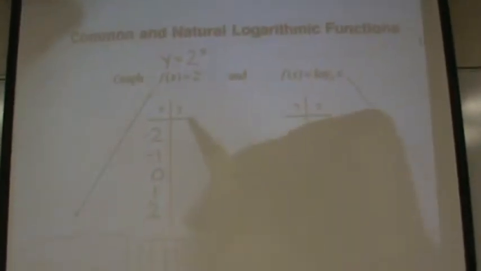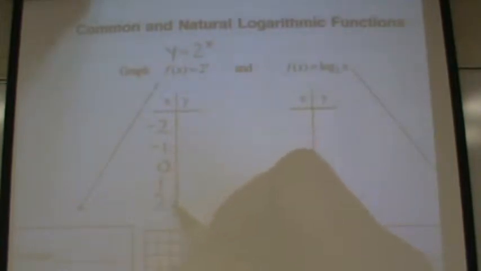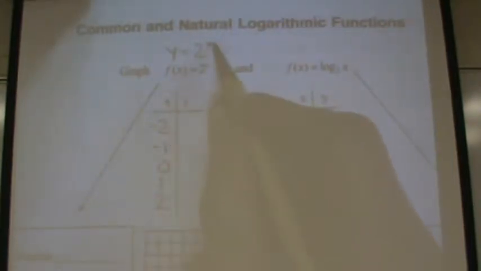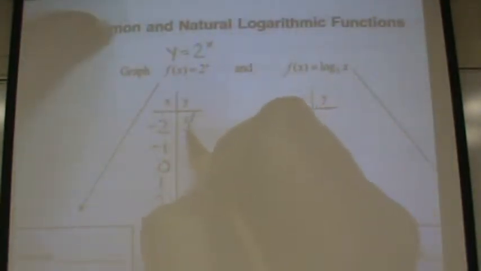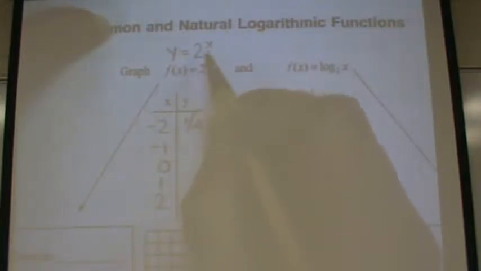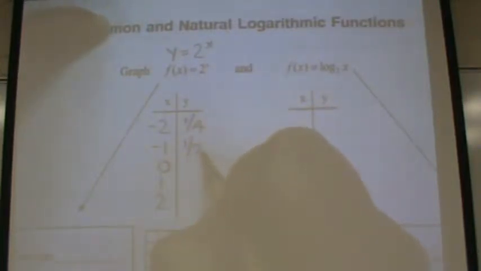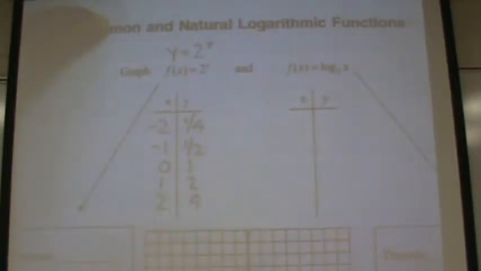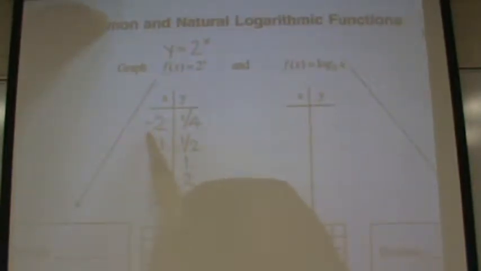So, using -2, these are the best points. When you plug -2 in here, you get 1/4. Plug in -1, you get 1/2. 0, you get 1, then 2, and 4. Does everyone understand that?